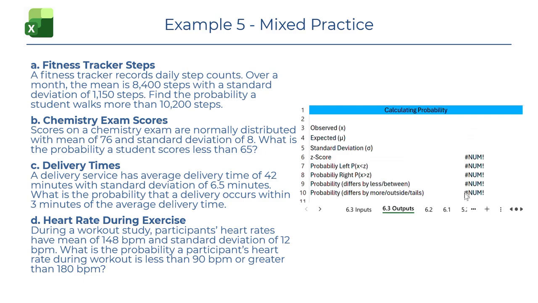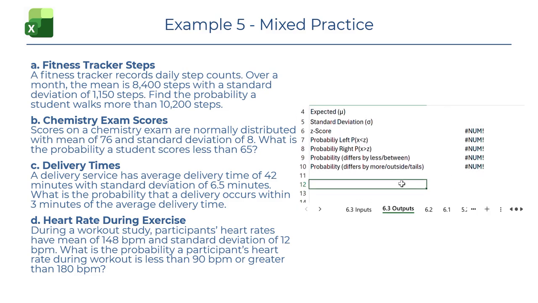0.3556. For example 4, during a workout study, participants' heart rates have a mean of 148 beats per minute and a standard deviation of 12 beats per minute. What's the probability a participant's heart rate during workout is less than 90 beats per minute or greater than 180 beats per minute? So this one is not quite as easy as the last ones, and I can't use anything that I have set up, but I can work this out myself.